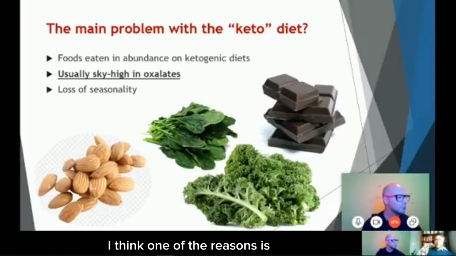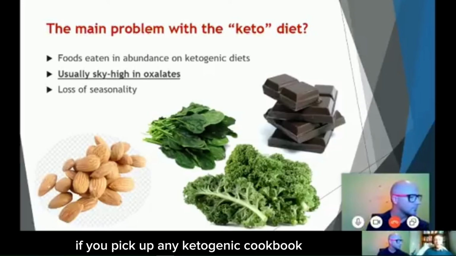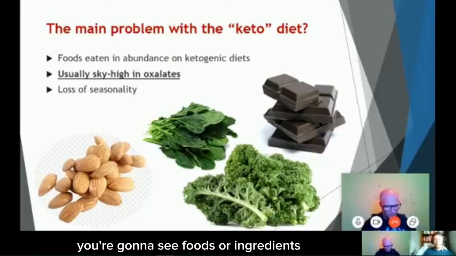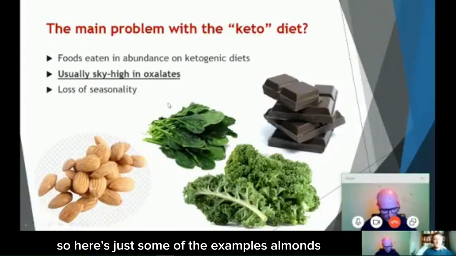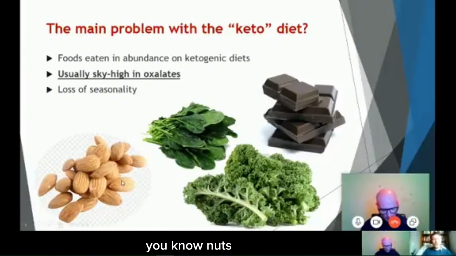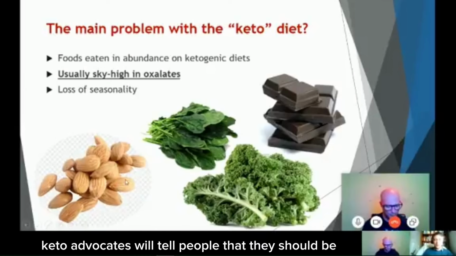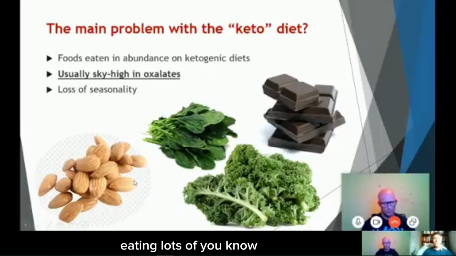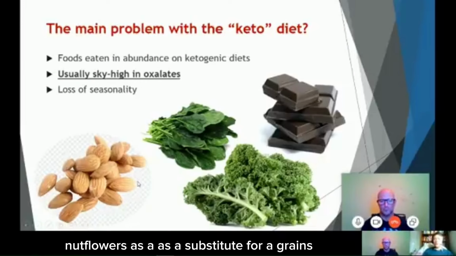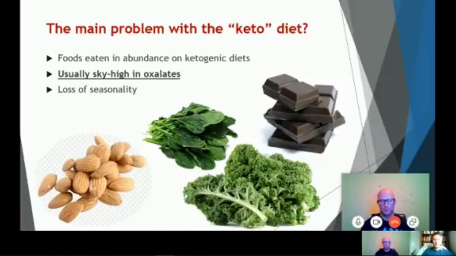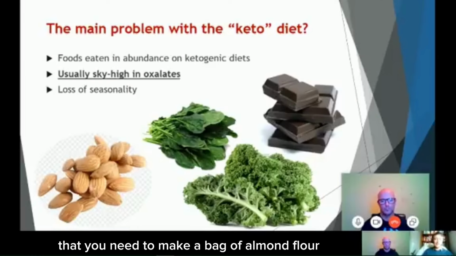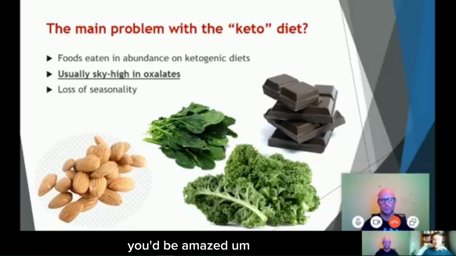I think one of the reasons is if you pick up any ketogenic cookbook, you're going to see foods or ingredients which are extraordinarily high in oxalate. Here are just some examples: almonds, nuts, seeds. The keto advocates will tell people that they should be eating lots of nut flours as a substitute for grains, because that's what we do in paleo. We take grains and substitute them with other things, which is kind of bizarre, really. If you see the amount of almonds that you need to make a bag of almond flour, you'd be amazed.